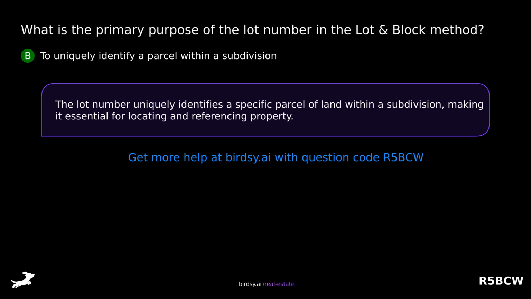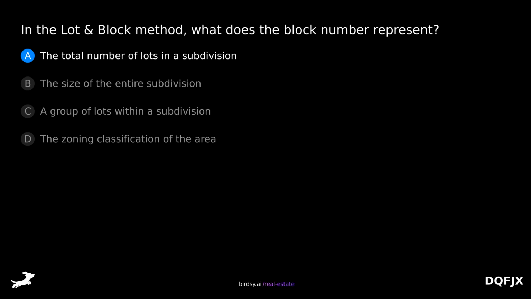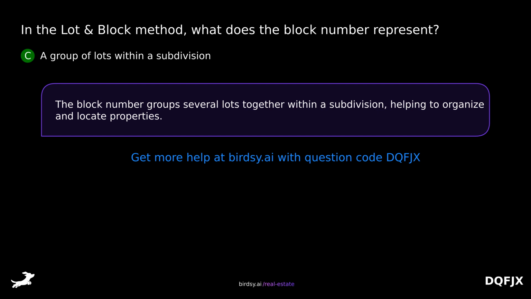The lot number uniquely identifies a specific parcel of land within a subdivision, making it essential for locating and referencing property. In the lot and block method, what does the block number represent? Is it A, the total number of lots in a subdivision? B, the size of the entire subdivision? C, a group of lots within a subdivision? Or D, the zoning classification of the area? The answer is C, a group of lots within a subdivision. The block number groups several lots together within a subdivision, helping to organize and locate properties.